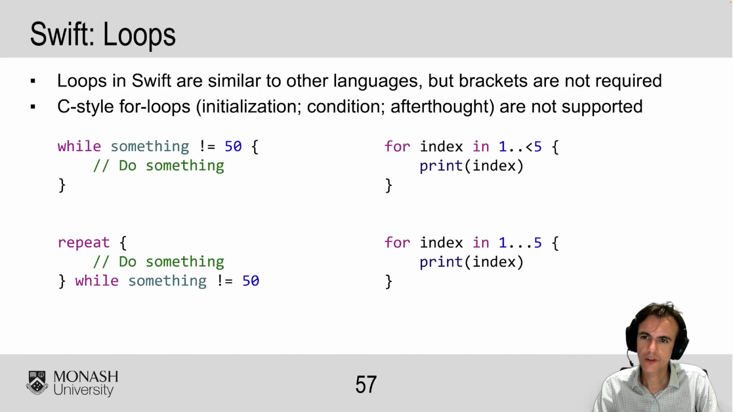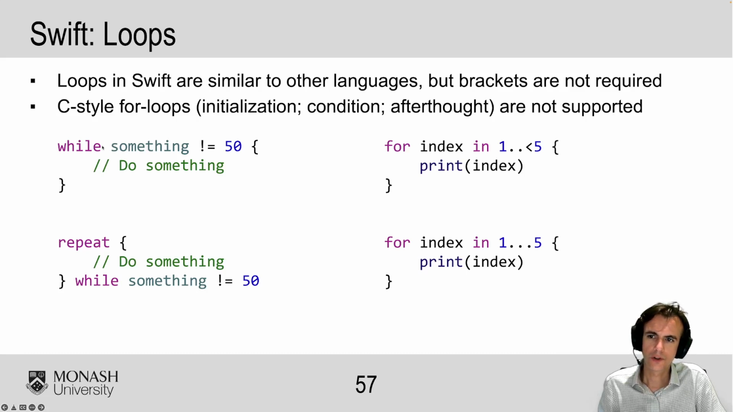Loops are similar in Swift. Again, no brackets around conditionals. One notable difference to C is you don't have the traditional initialization, conditional, afterthought for loops, like for i equals 0, i less than array length, i plus plus.